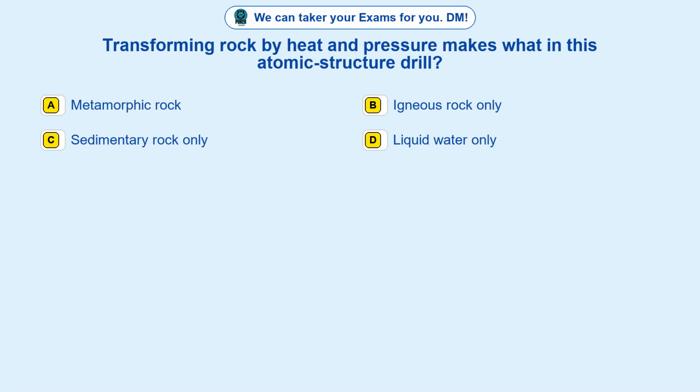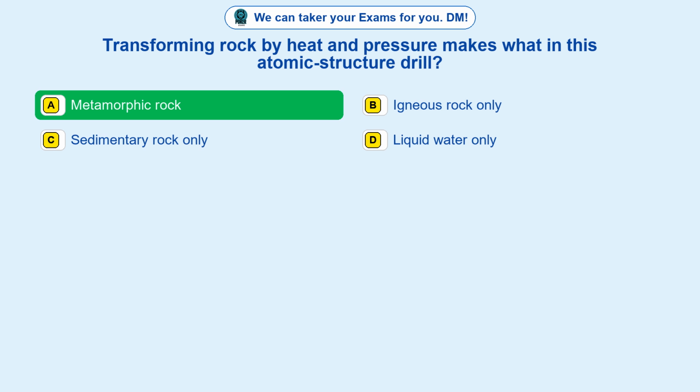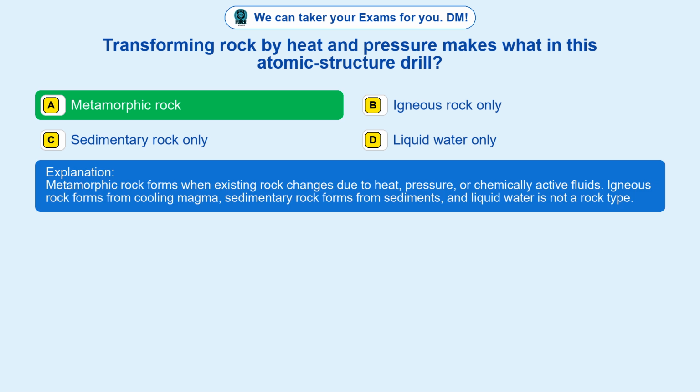Question 86. Transforming rock by heat and pressure makes what in this atomic structure drill? Option A, metamorphic rock. Option B, igneous rock only. Option C, sedimentary rock only. Option D, liquid water only. The correct answer is option A. Metamorphic rock. Metamorphic rock forms when existing rock changes due to heat, pressure, or chemically active fluids. Igneous rock forms from cooling magma, sedimentary rock forms from sediments, and liquid water is not a rock type.